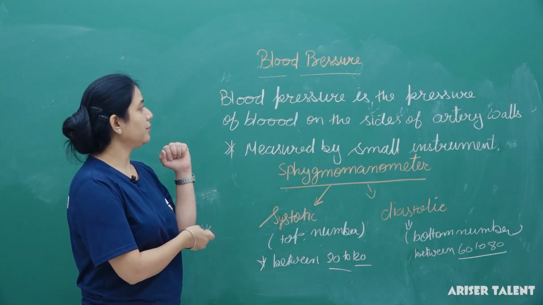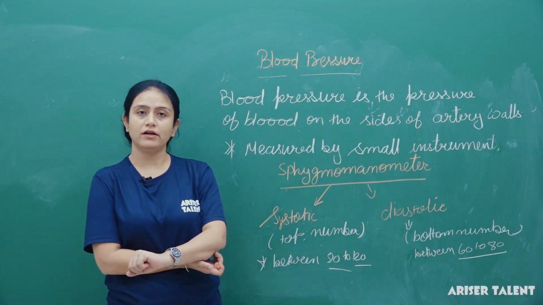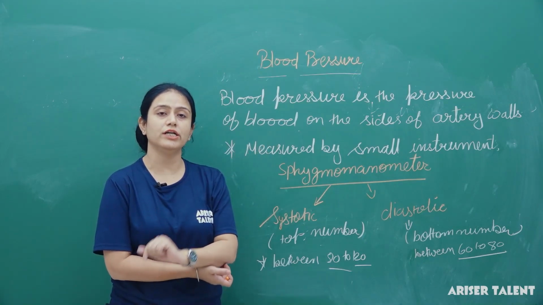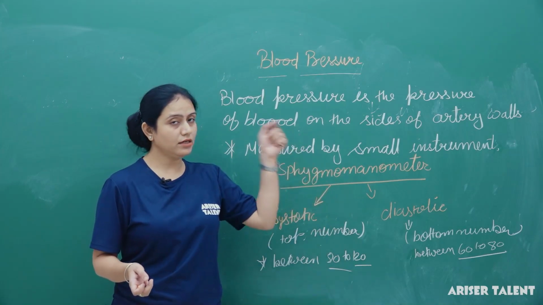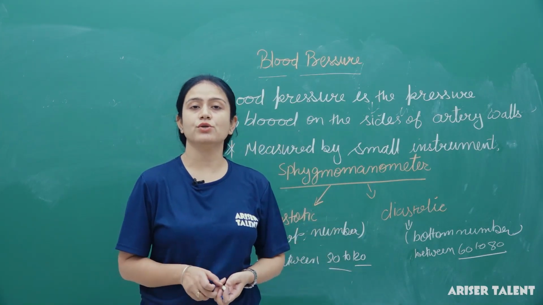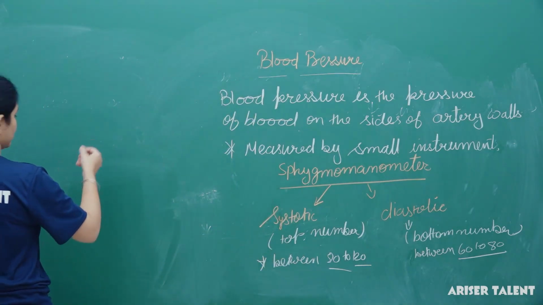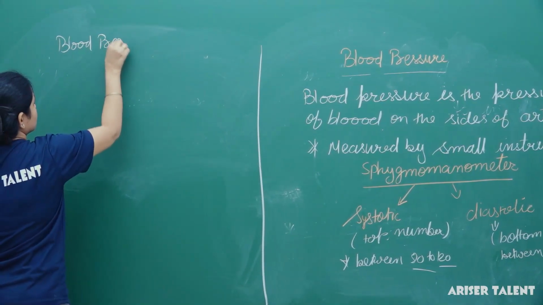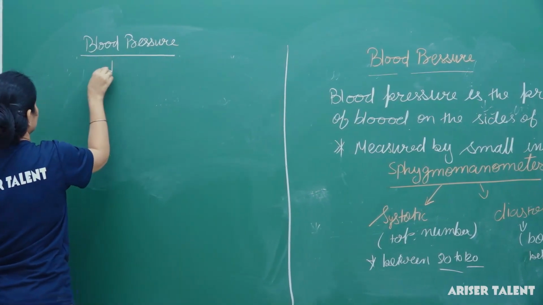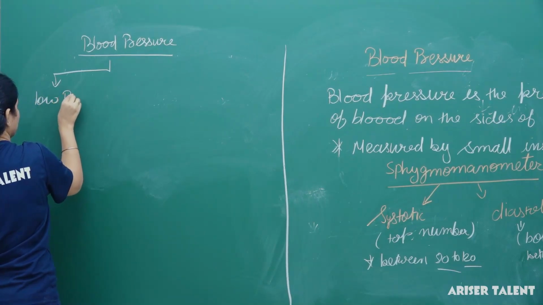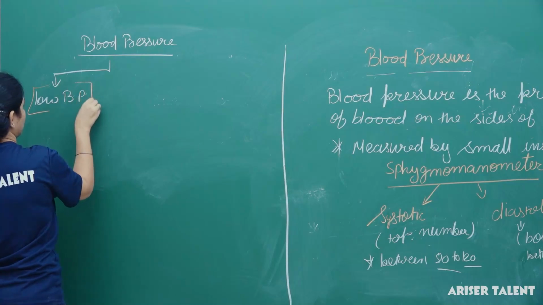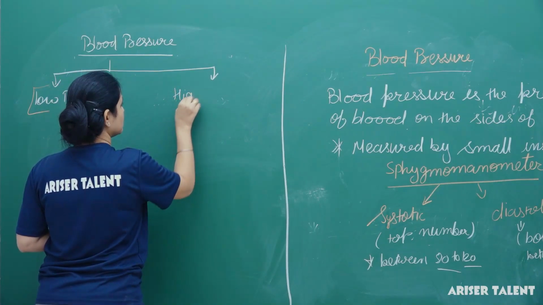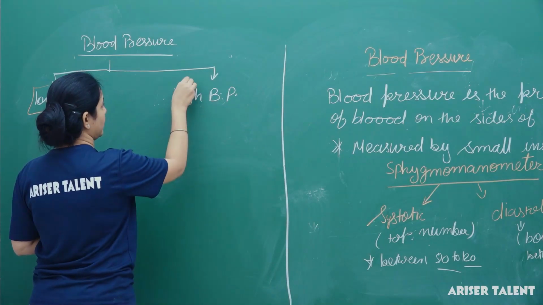Fine. So, blood pressure means the pressure of blood on the walls of the artery. Generally it is measured by sphygmomanometer. The upper number, known as systolic, should be between 80 to 120, and the lower number, known as diastolic, should be between 60 to 80. Now, blood pressure is of two types, low blood pressure and high blood pressure. In short, we can say BP.